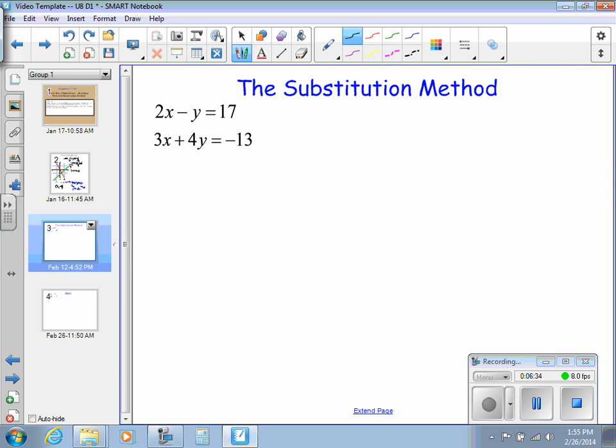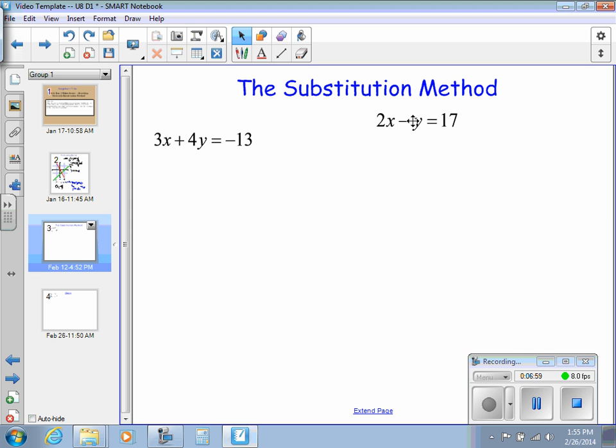Okay, let's go on to the substitution method now. And similarly here, I need to deal with each of these equations separately. And in the substitution method, I need to get one of the equations solved for one of the variables. And the easiest equation to do that in is going to be this one. So let's go ahead and solve this one for y, the easiest one to solve for.